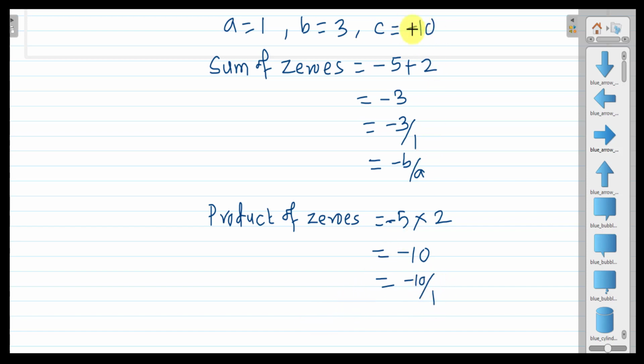So what is minus 10? Minus 10 is C. So it will be C. And what is 1? 1 is A. So it will be C upon A. And therefore, friends, this is C upon A.